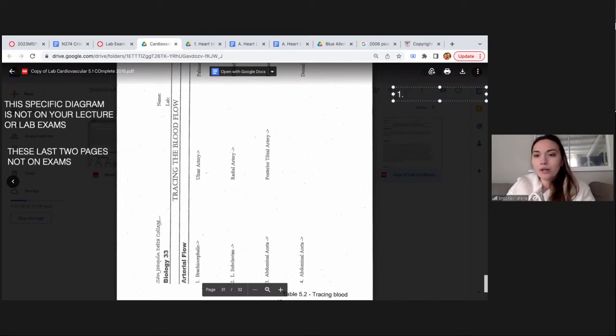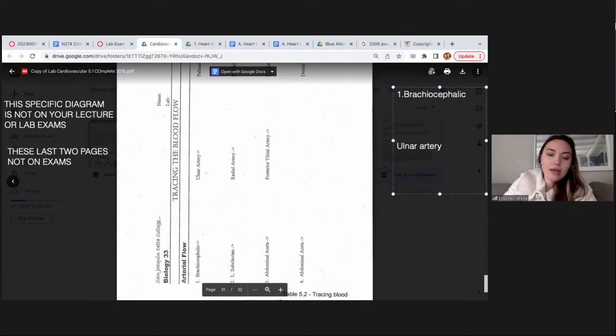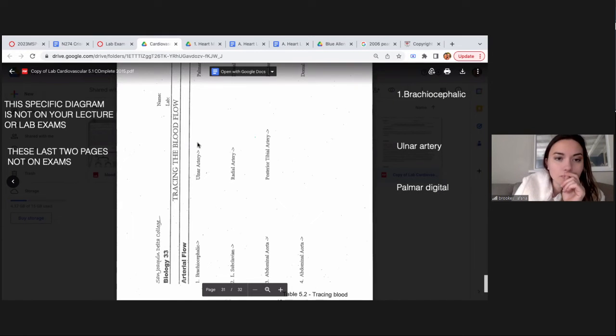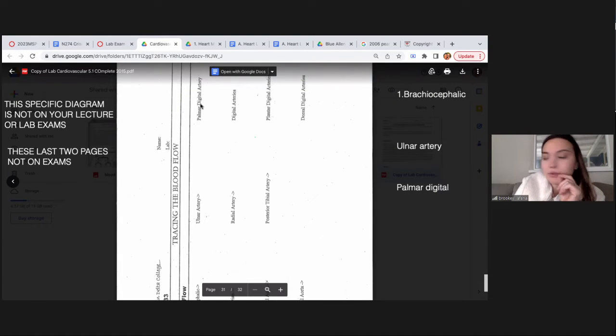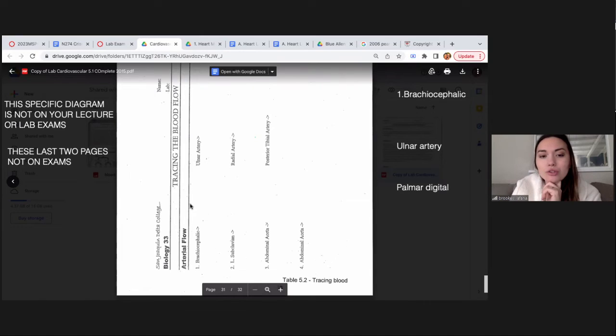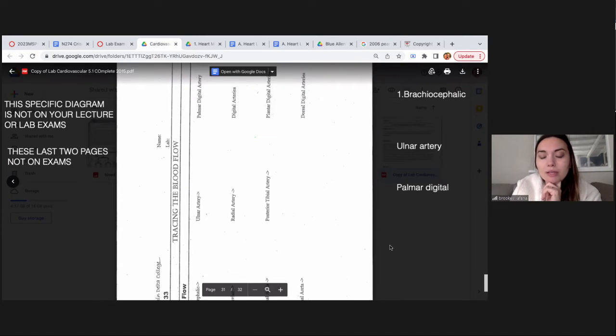So let's look at one. It says brachiocephalic. Then it says, has a big space, right? And then it says ulnar artery. And then at the end, it says palmar digital. I know you guys can't see digital, I'll scroll up a little. Palmar digital. Everybody see that? So there's just three words and then blank spaces.